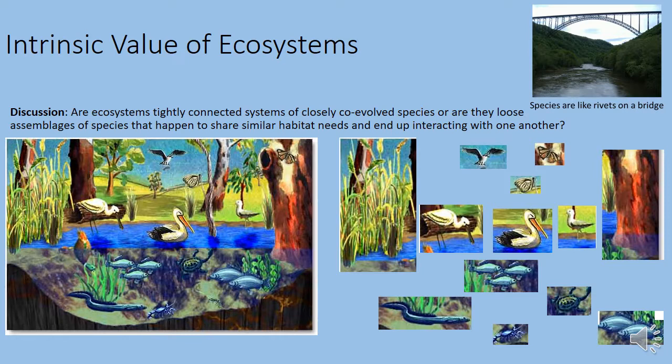They've got a bunch of closely co-evolved species that work together. The one eats the other one's poop, and then that one eats the other one's eggs, and there's just cycles and food webs and everything's interconnected. Or there's this other idea that an ecosystem is just going to be a loose assemblage of species that happen to share the same habitat needs and end up interacting with one another, like on the right here.